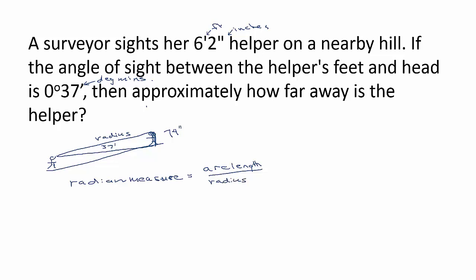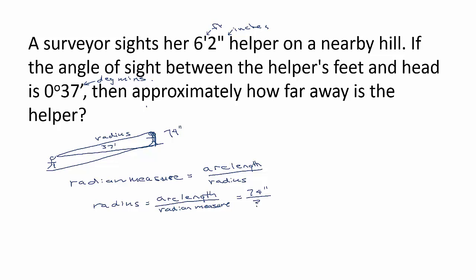And we can rearrange this equation. If I multiply both sides by radius and divide by radian measure, I get that the radius is the arc length divided by the radian measure. Now I know the arc length is 74 inches, and I don't have the radian measure. That's what I need to figure out.